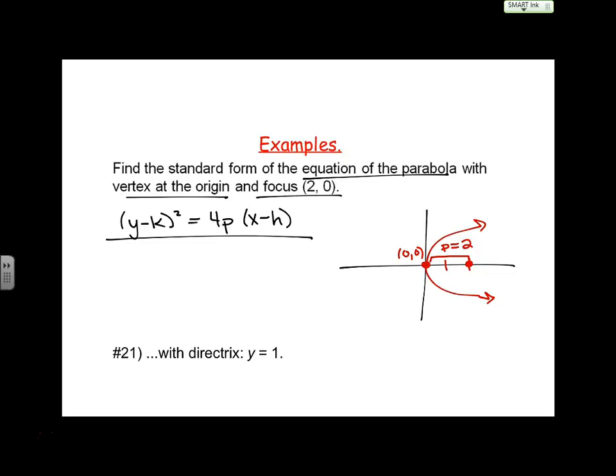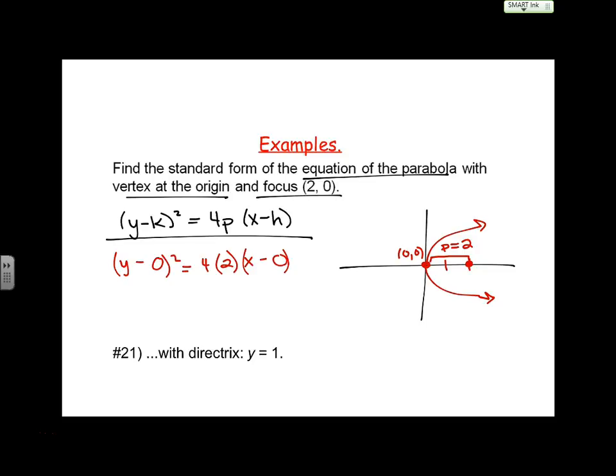So all I have to do is say, oh, sweet. Hey, isn't (h, k) my center? So I can plug in (0, 0) as my center. And then what did we just figure out, is p, the distance of 2. Oh, well, that's cool.